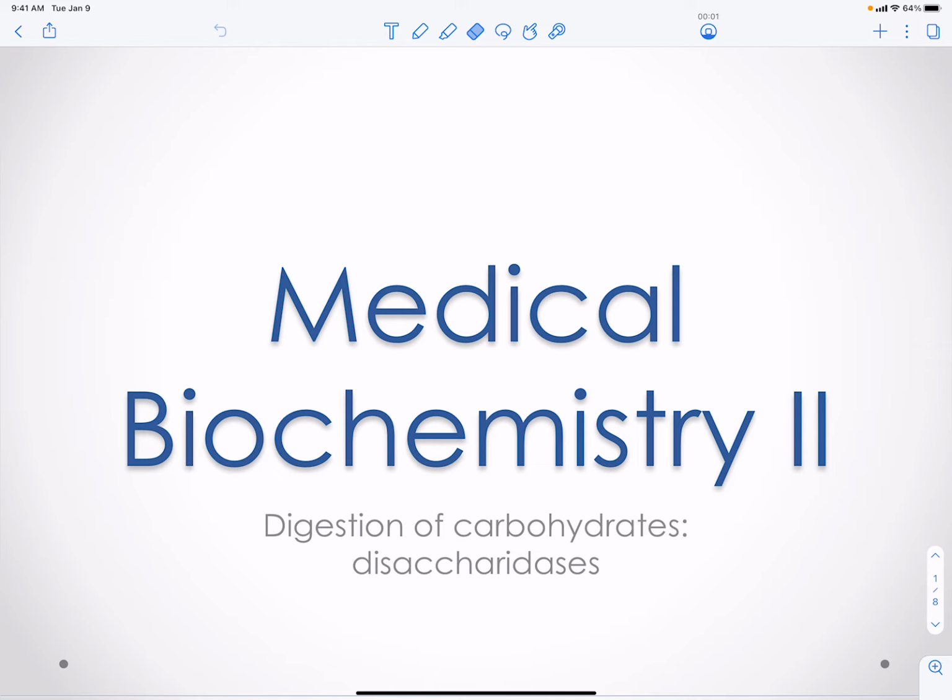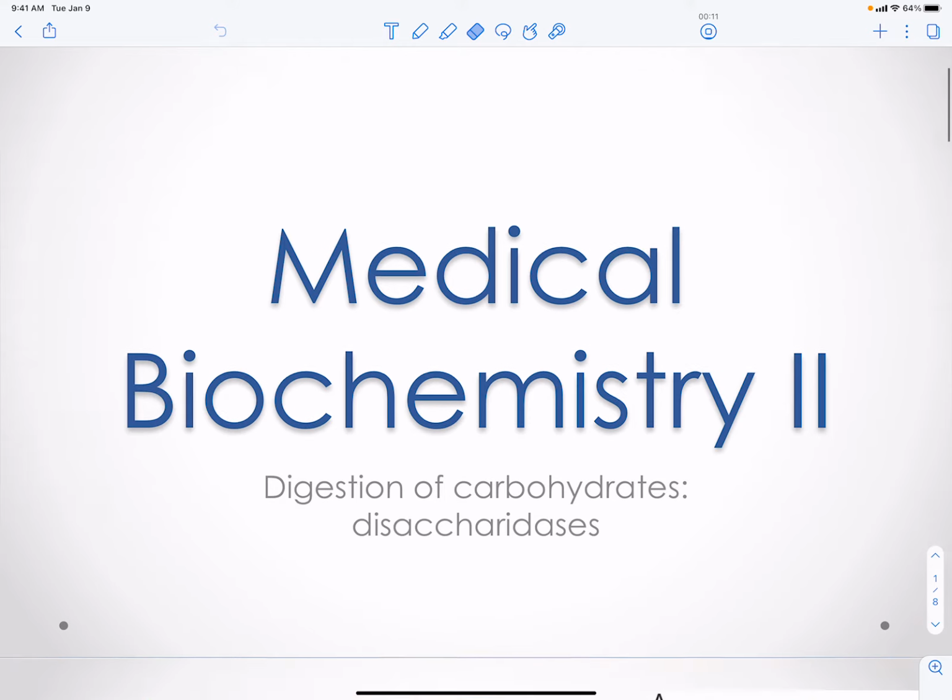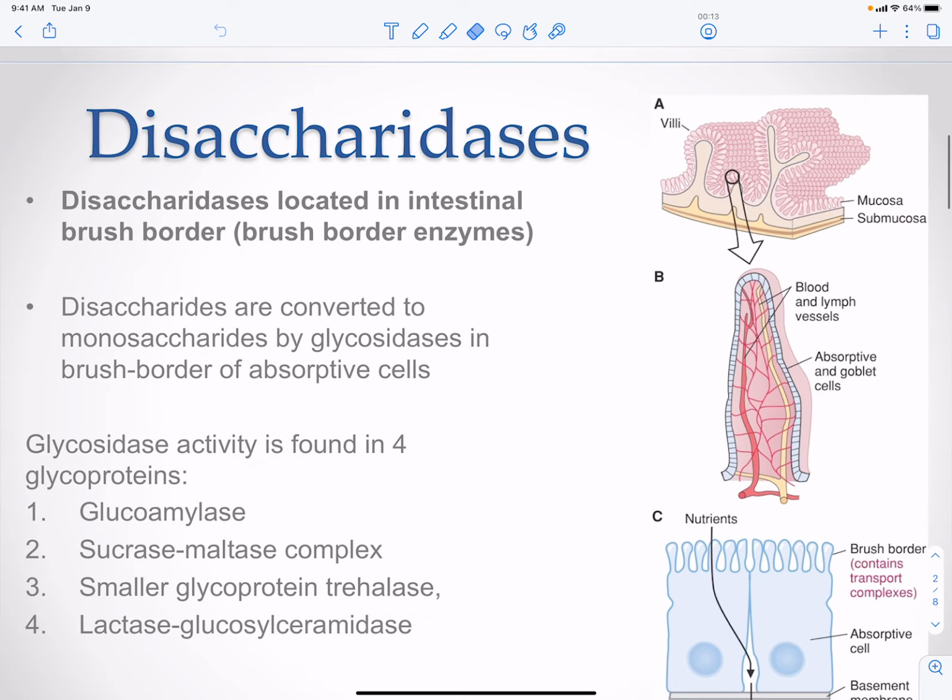All right, so here we're going to move on and talk about the digestion of carbohydrates. We're going to continue our story. And this time we're going to focus on disaccharidases. The disaccharidases are going to be at the brush border.